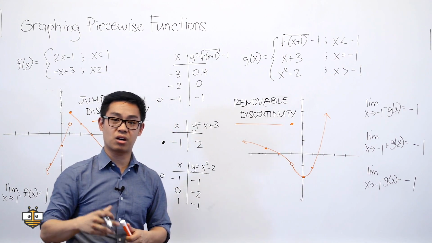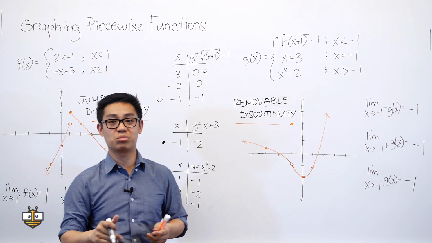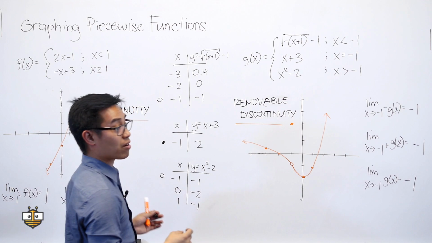There's one other type of discontinuity that we'll look at a little bit later, and that's an asymptotic discontinuity. But this is how you graph a piecewise function.